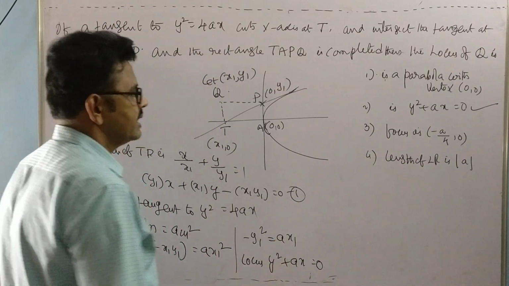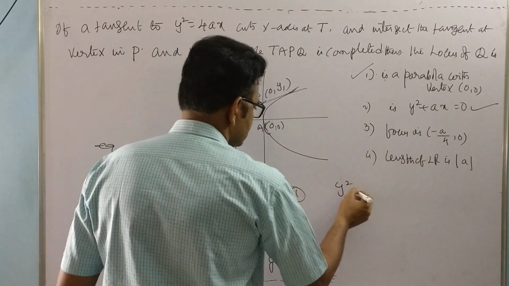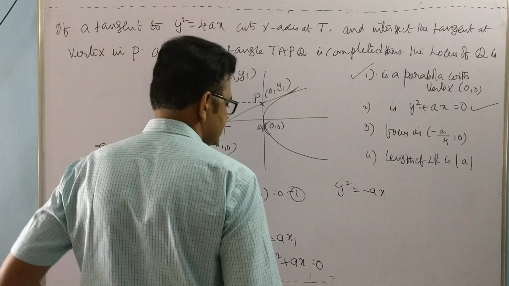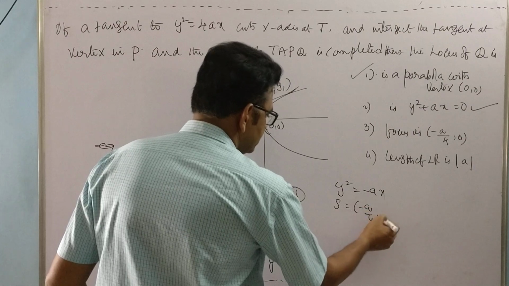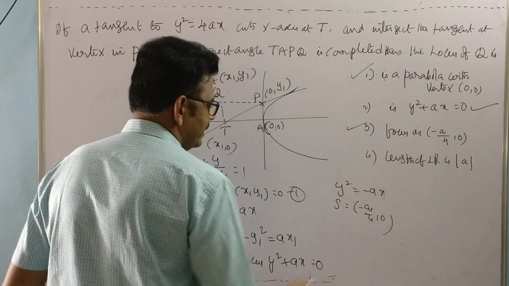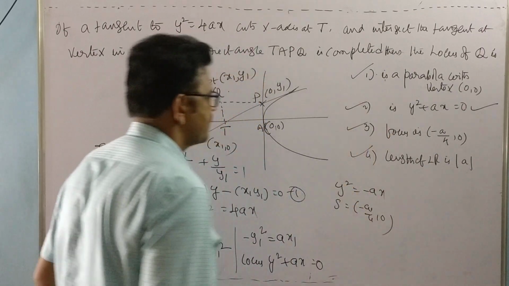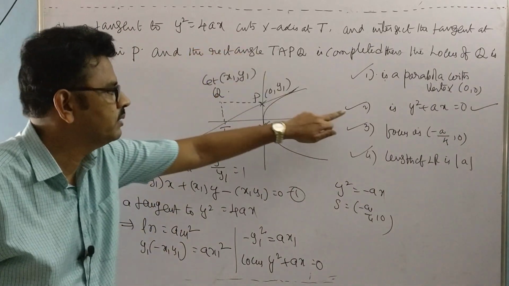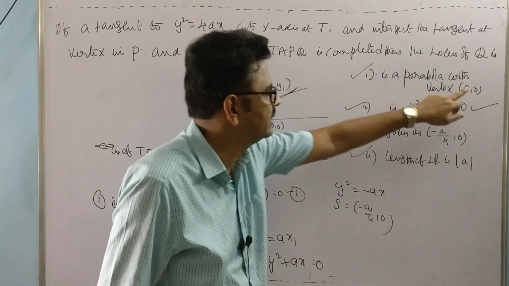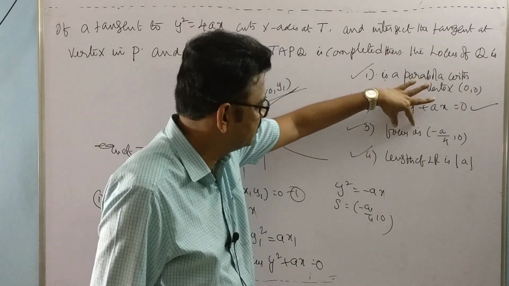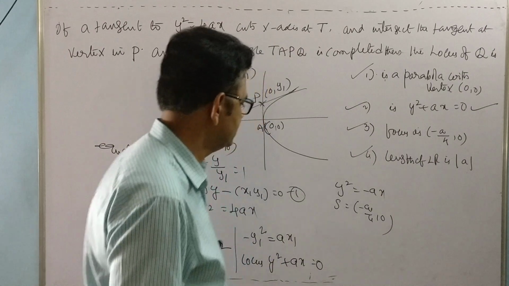For this, vertex is 0, 0. This is also correct. And this is y square equal to minus ax. What is the focus for this parabola? It is minus a by 4 comma 0. So this is also correct. And the length of latus rectum is what? 4a, that means mod a. So all 4 options are correct. Locus of Q is a parabola with vertex 0 comma 0, and for that parabola the focus is minus a by 4 comma 0, and the latus rectum is also correct. So 4 options are correct.